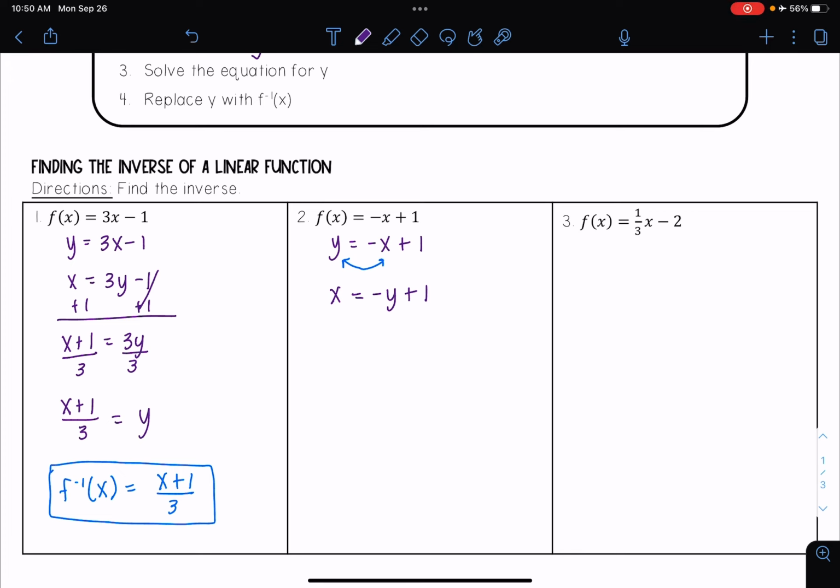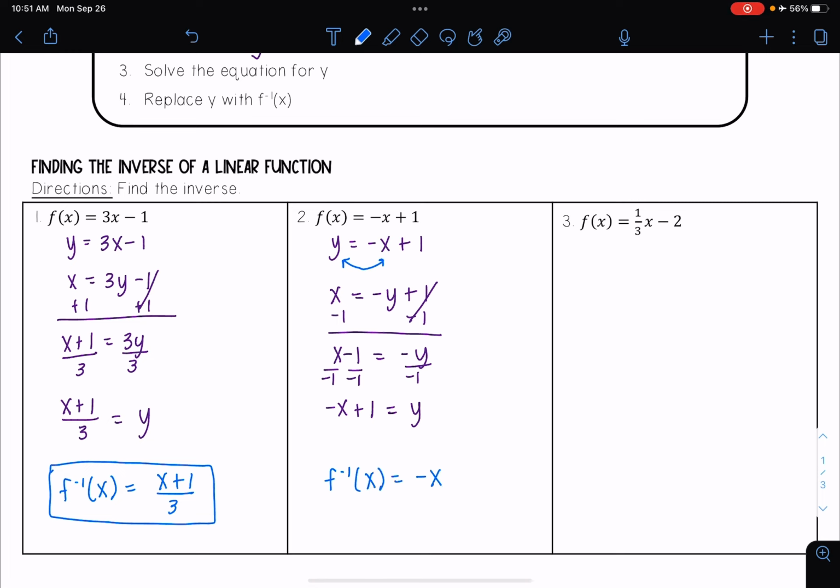And now I need to solve this equation for y. So I want to subtract 1 from both sides. And I get x minus 1 is equal to negative y. And then divide everything by negative 1. And so when I do that, I get negative x plus 1 is equal to y. And now my last step is to replace y again with f inverse of x. So I get that f inverse of x is equal to negative x plus 1.